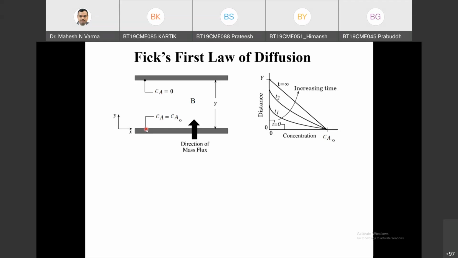Yes, sir. Roll number 45. Tell me. We can use equilibrium relations. Equilibrium, how? Like Raoult's law. Very good. Raoult's law, you are closer.